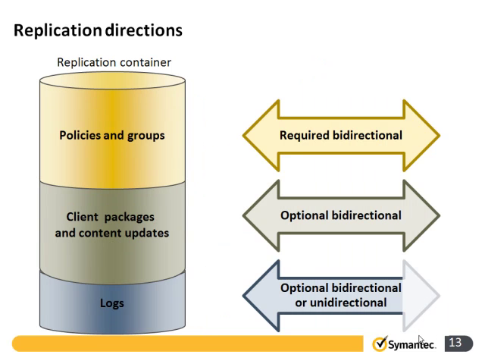Here we can see the replication direction options. The different containers showing the policies, groups, the packages and the logs could all be bidirectional. The optional logs could be unidirectional, i.e. just one way.